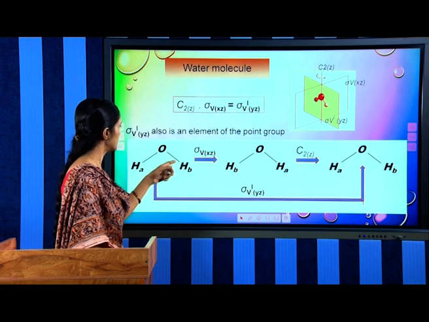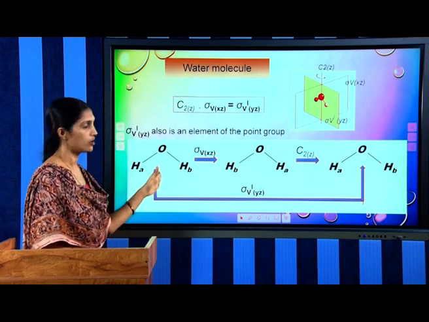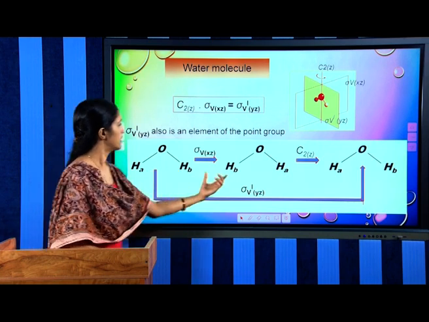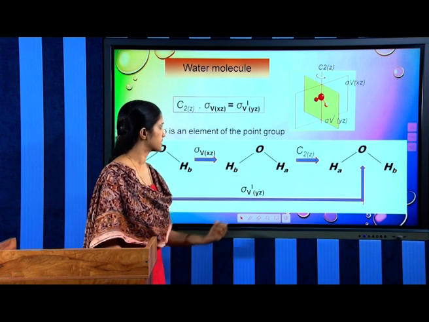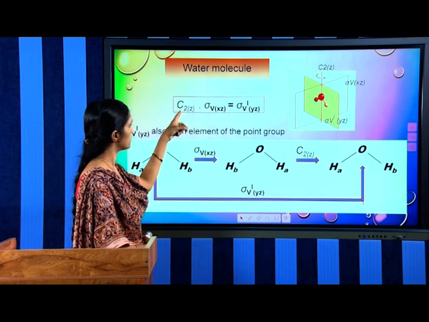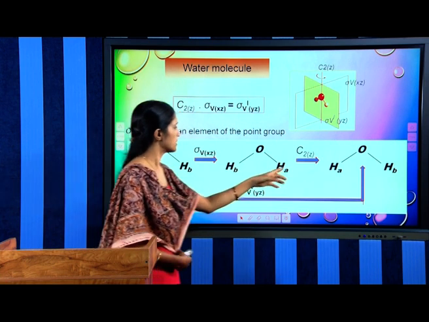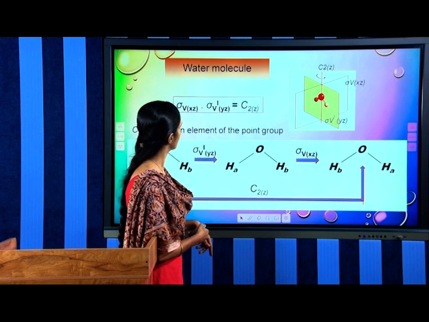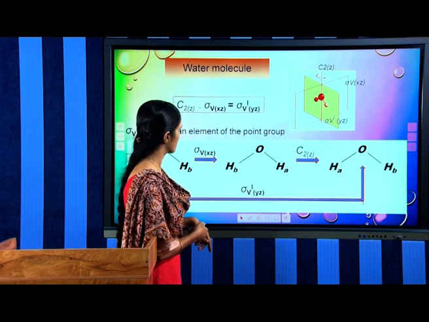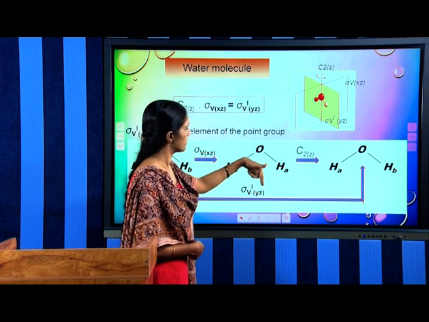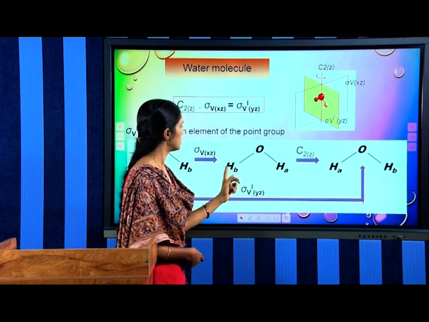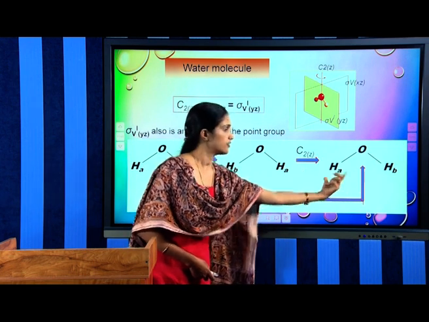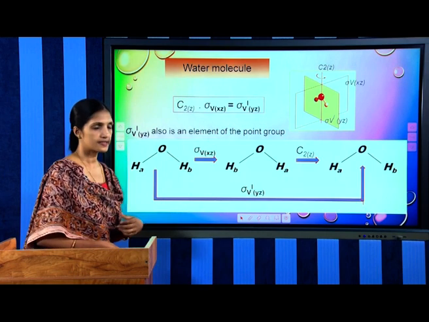Sigma v x z is the plane bisecting the molecule. So, what happens? Hb goes to the place of Ha and vice versa, and it is exchanged. So, this is the result, and after that we are performing the second operation, that is C2 z. C2 z is the axis through which we are rotating. So, Ha goes to the place of Hb and vice versa. So, what is the result? The final result will be like that.